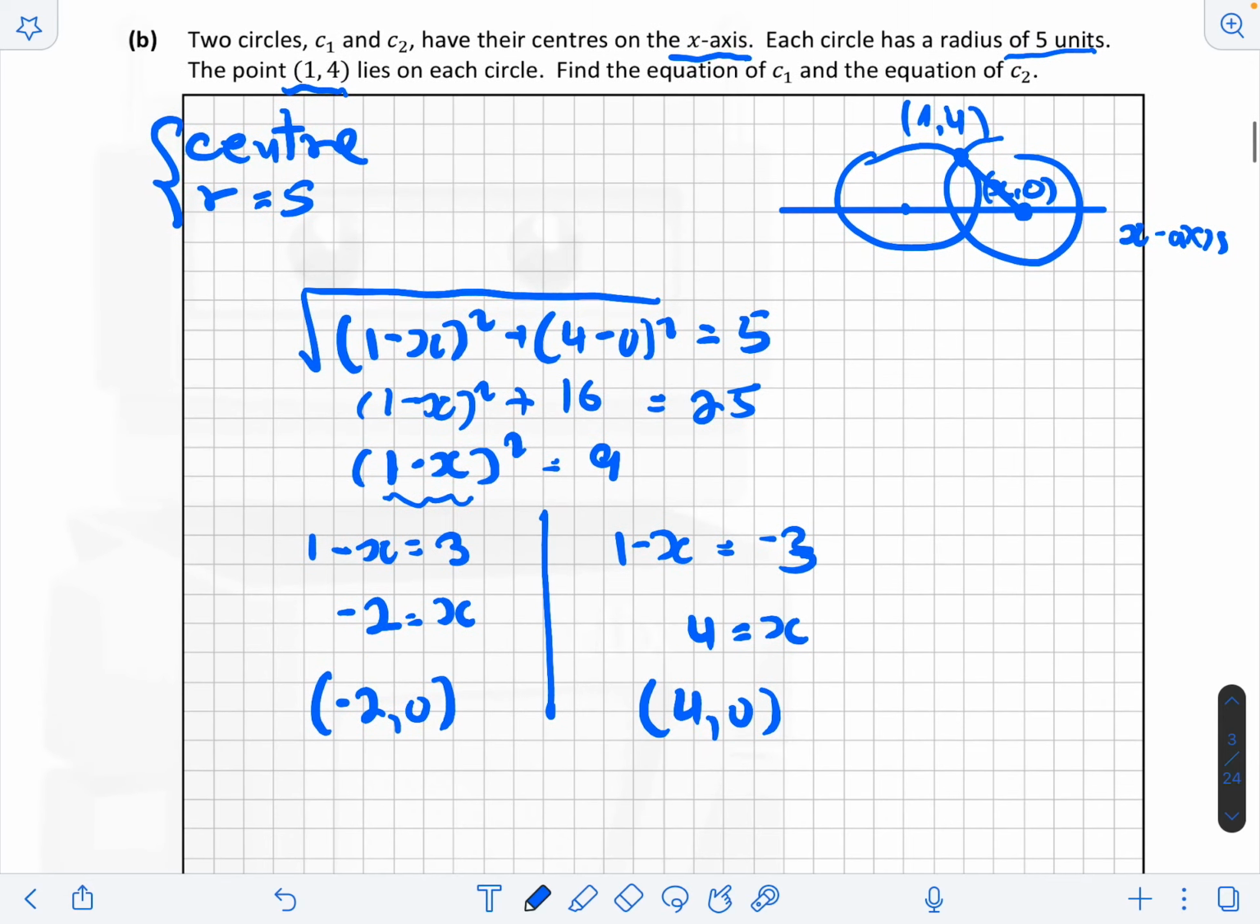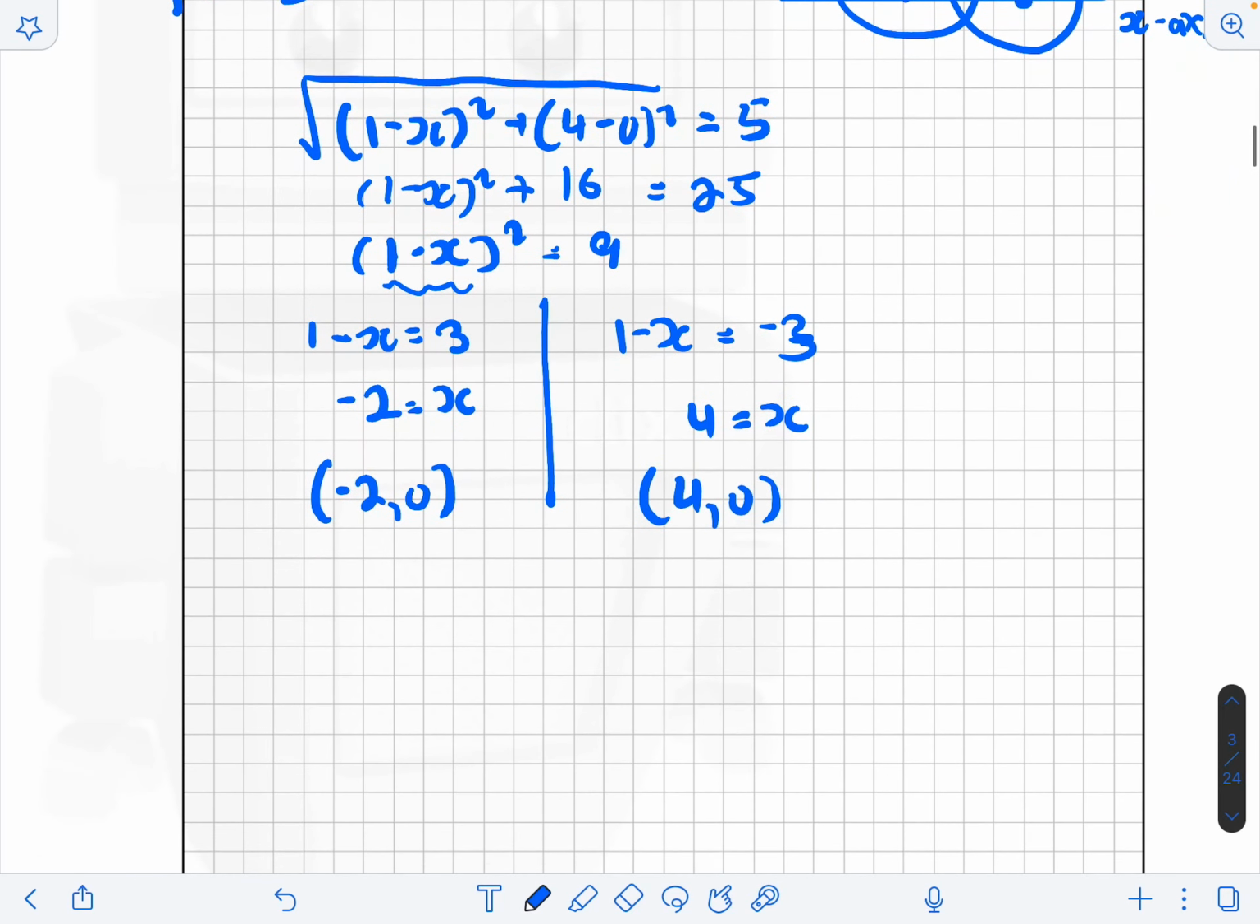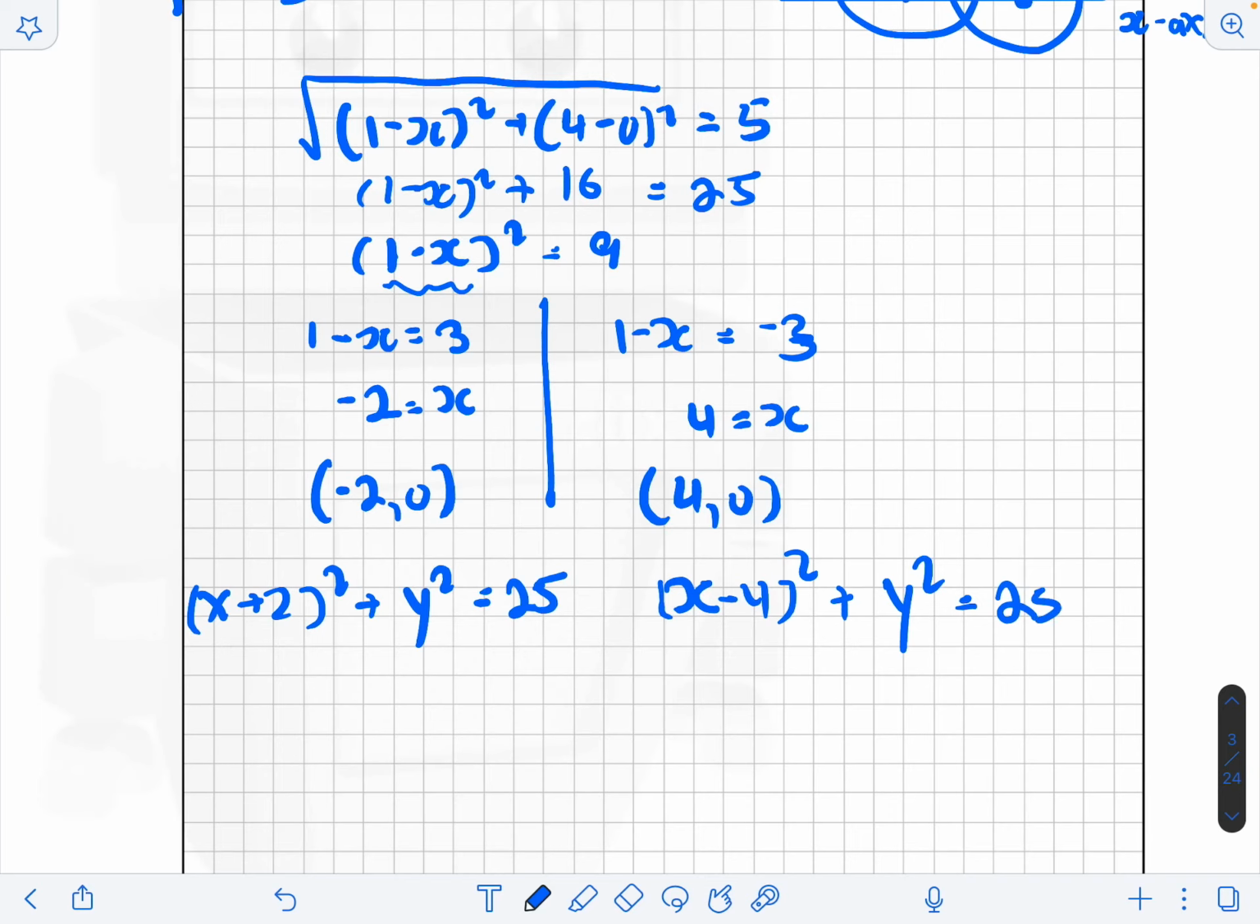Now the question says find the equation of the circle. So for the left-hand side, the equation of the circle is (x minus minus 2), so (x plus 2) squared, plus (y minus 0), so just y squared, equals the radius squared. The radius was 5, so 25. And on the right-hand side, (x minus 4) squared, plus y squared, equals the radius squared, which is 25. So we have our two equations, C1 and C2.